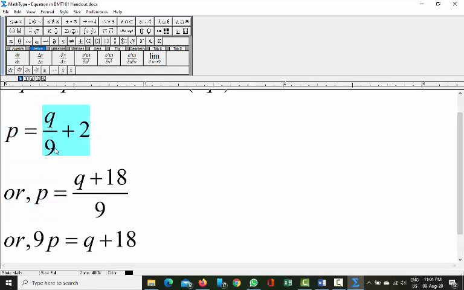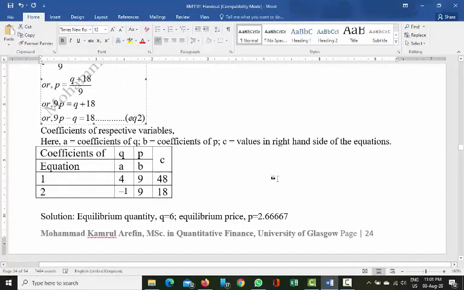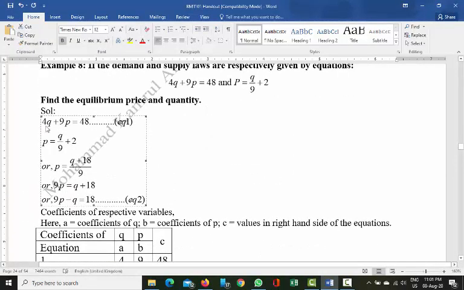Here 9 is the LCM. If you add these two, we will get q plus 18 over 9, since 9 is multiplied by 2. That means p is equal to q plus 18 divided by 9. Now if you do cross multiplication, we have 9p is equal to q plus 18. So that means 9p minus q is equal to 18. This is equation 2. So now we have two equations. The first equation is 4q plus 9p is equal to 48, and the second equation is 9p minus q is equal to 18.